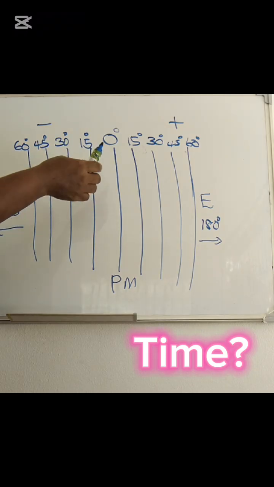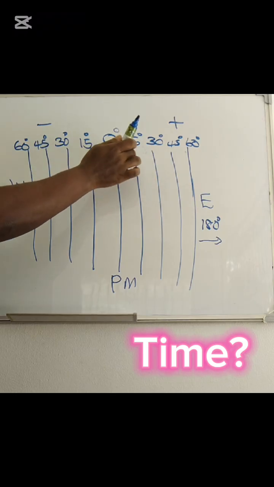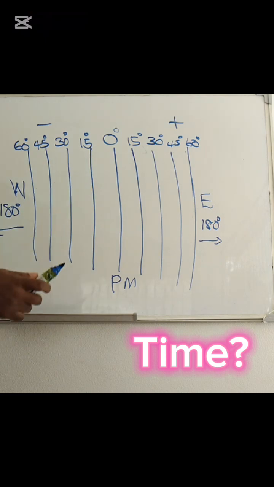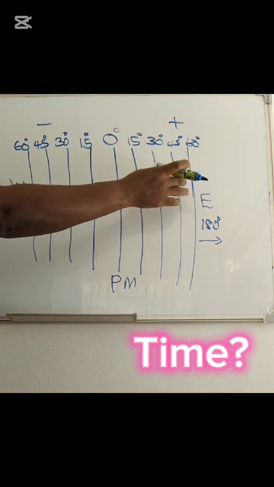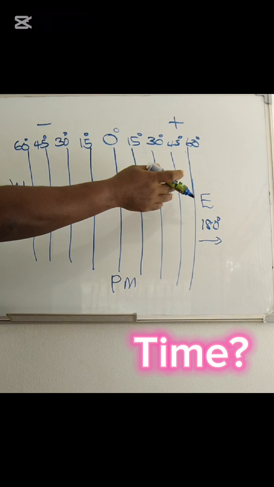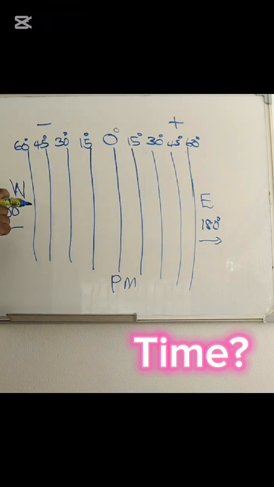So if we were close to the IDL, if we were in Tuesday at that time, then when we cross the IDL, it would actually be Monday. Okay, so we subtract a day going toward the east when we cross the IDL, and the opposite actually occurs when we cross the IDL on the western side. We actually add a day.